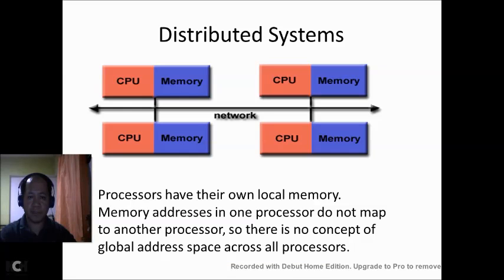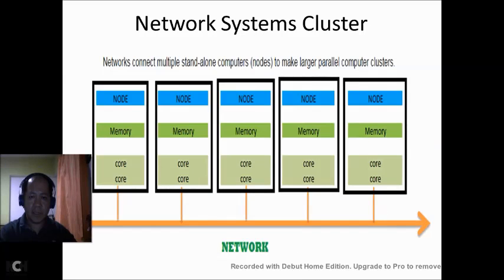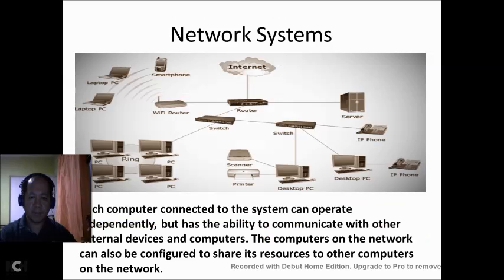Distributed system. In a distributed system model, all processors have their own local memory address, and each processor does not map to another processor. There is no concept of global address across all processors. This illustration is a network system cluster in which standalone computers are formed in parallel to create a computer cluster.